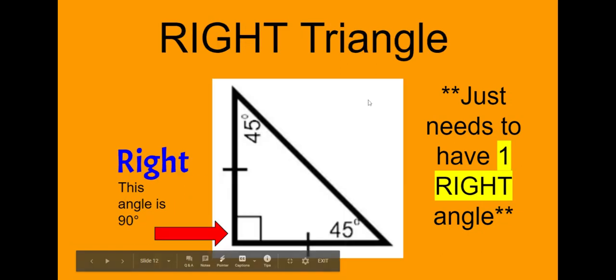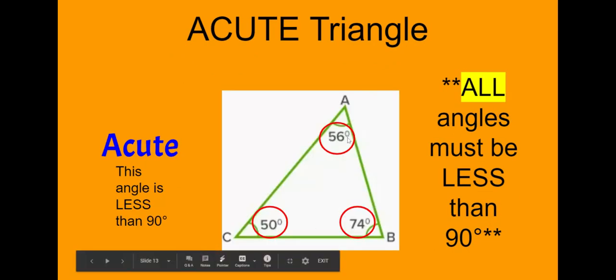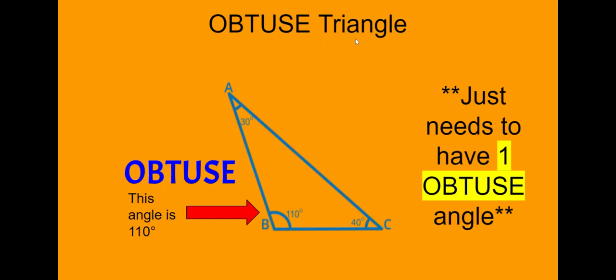So as a review, if it has at least one right angle, it is known as a right triangle. If all 3 angles are acute, it is known as an acute triangle. And if it has at least one obtuse angle, it is known as an obtuse triangle.